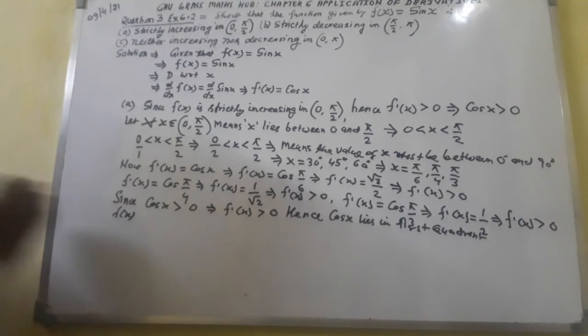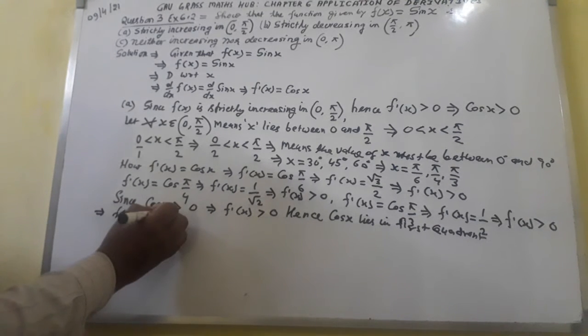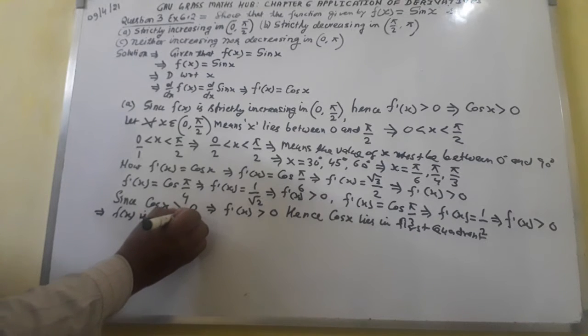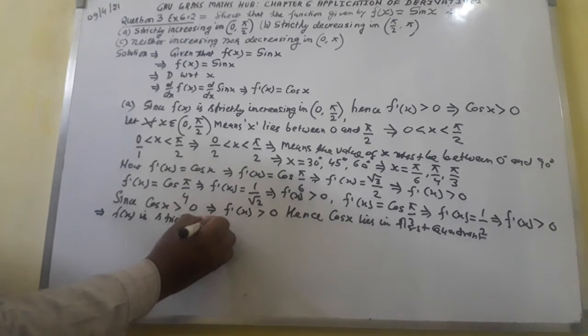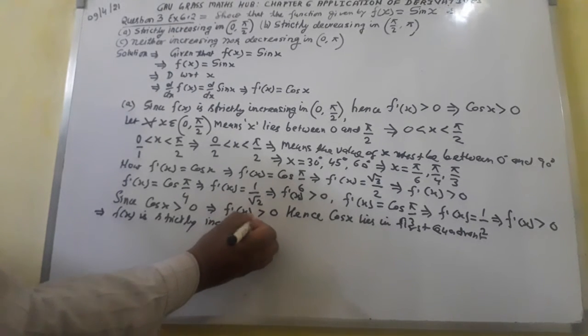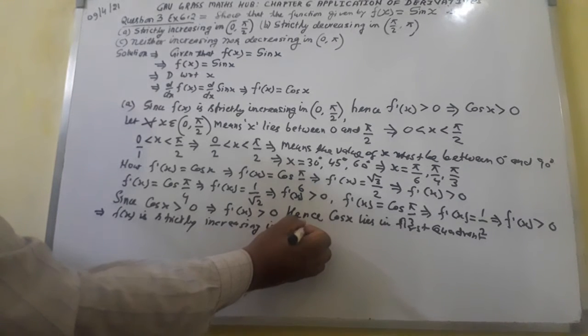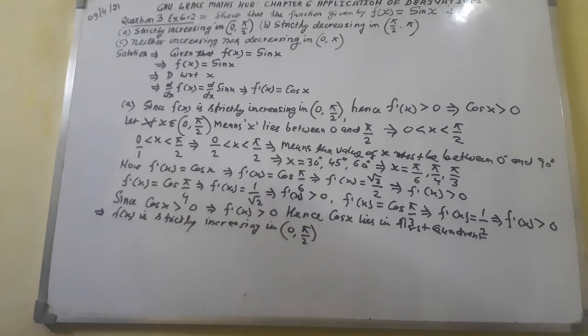f of x is strictly increasing in open interval 0, pi by 2. That's all. In this way, a question has been solved.